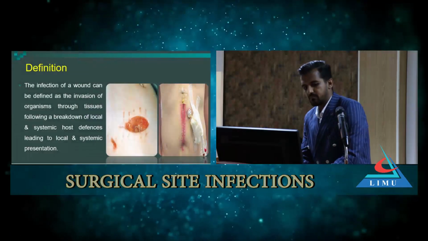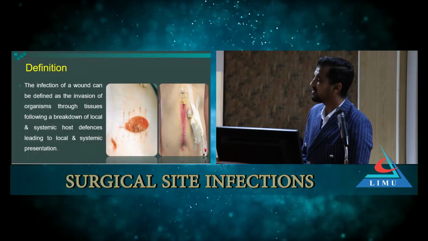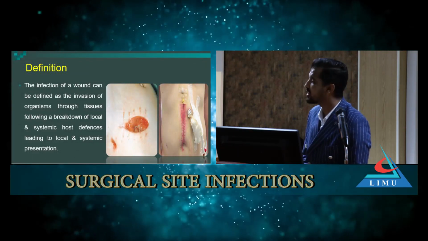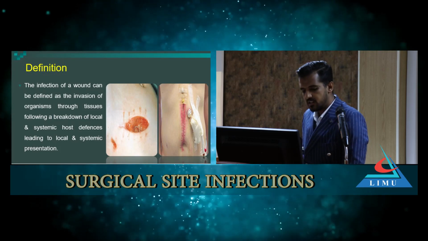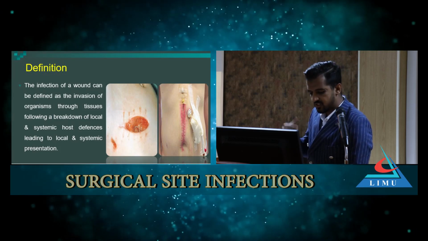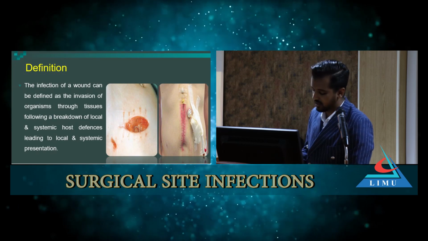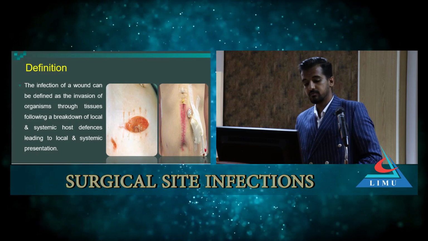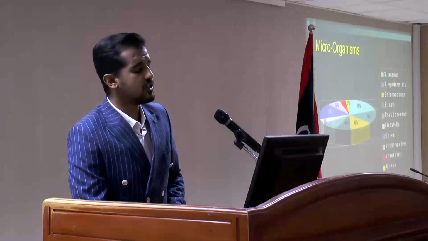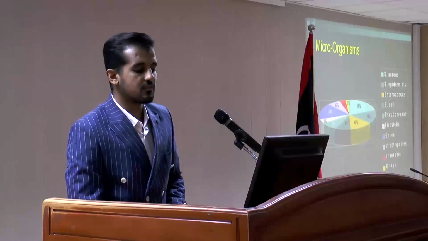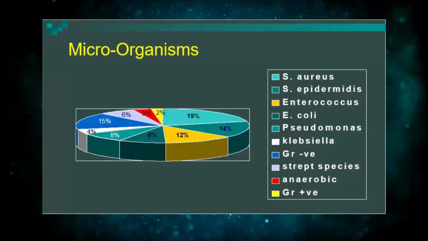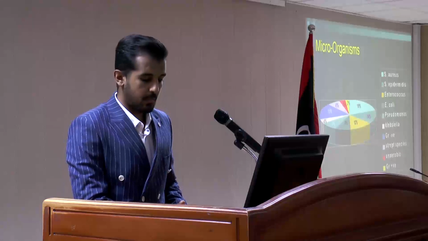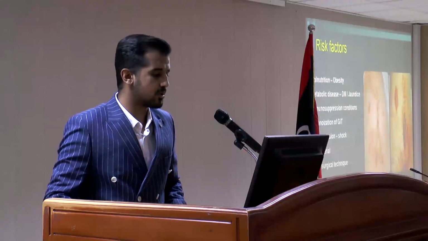The definition: wound infection can be defined as the invasion of the tissue by organisms, leading to systemic and local presentations like redness, hotness, and pus formation. The most common causative agents for surgical site infection are Staph aureus, then gram-negative bacteria such as Escherichia coli.